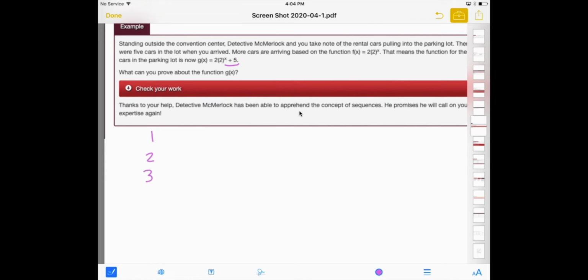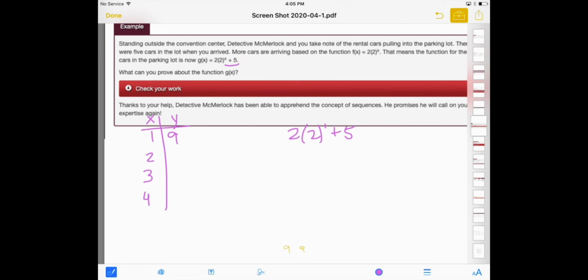So if I plug in 1 through 4, I'm going to do a little bit of mental math, not really write it all out for you guys. If I plug in 1, I want to make sure I do the exponent first. So 2 to the power of 1 is 2, times 2 is 4, and then plus 5 gets me 9 for the first value. And I'm going to follow that same process.